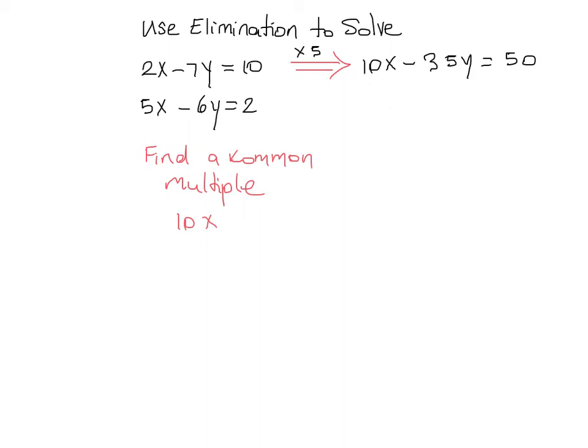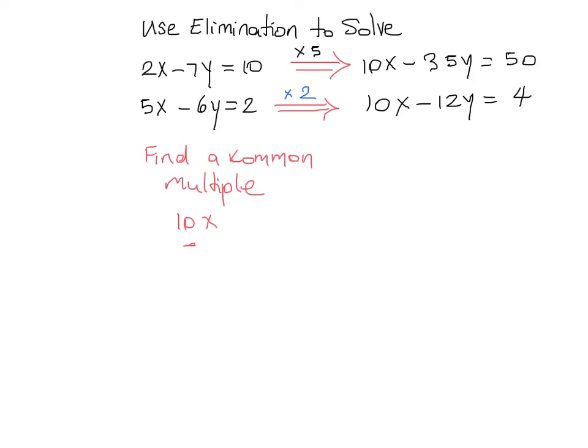Now, time to take our second equation and multiply it by something that will give us the 10x that we want. In order to get 10x there, we multiply our 5x by 2. When we multiply 5x by 2, we get 10x. That's what we need, but again, we have to multiply everything by 2. So we get 10x minus 12y equals 4. Now this is looking like something we know how to work with for elimination.